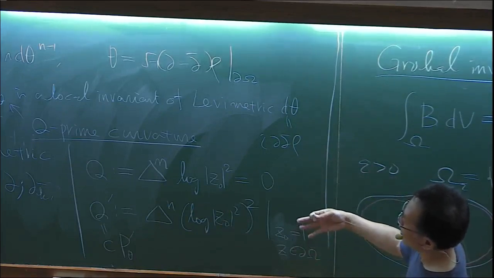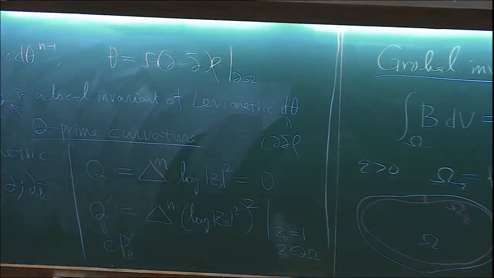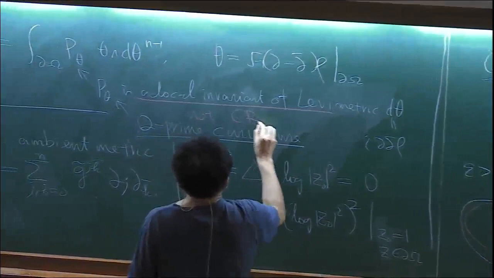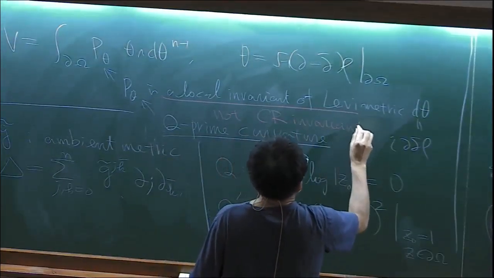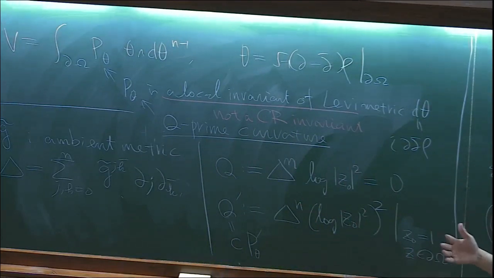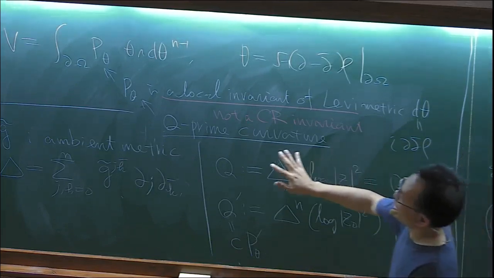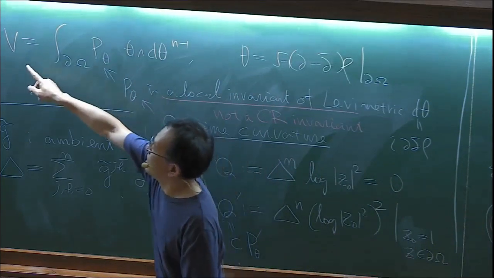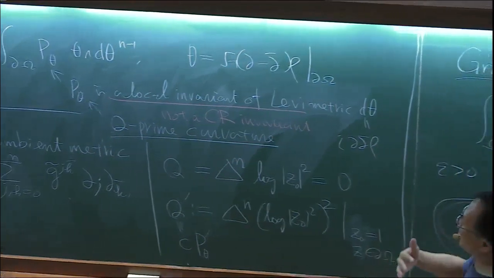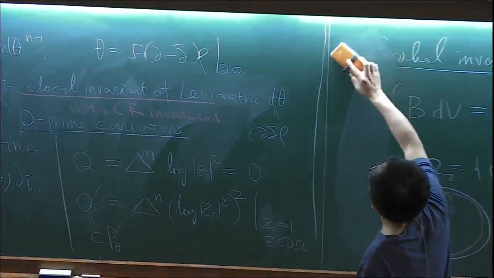So this is not a CR invariant. If you change the scale, you have a different thing, and the transformation rule is not simple at all. If you change, you may have something which is a divergence. So if you integrate, the error term will vanish, so it doesn't contribute to this V invariant. That's the situation here. So if you do global geometry, you cannot stay with local invariants. You have to first construct something which is not invariant, but whose integral is invariant.